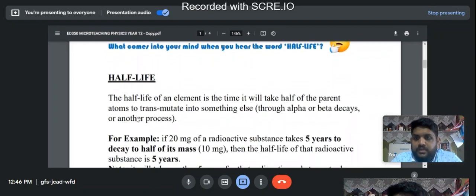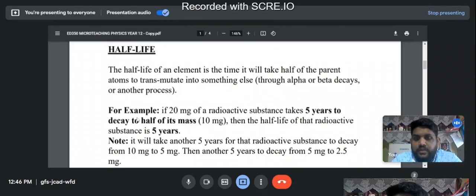Now, the half-life of an element is the time it will take half of the parent atom to transmutate into something else through alpha or beta decay. In simple terms, if we have a particular object or element, it will have a mass. The half-life is how long it will take for that mass to decay and become half of its mass.